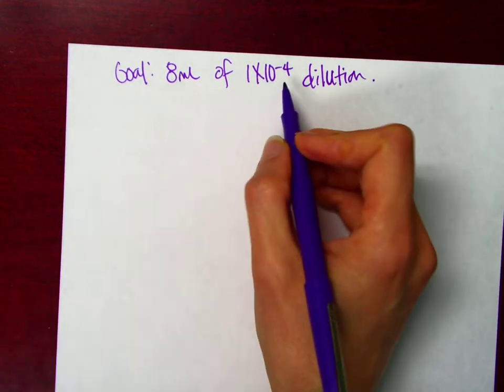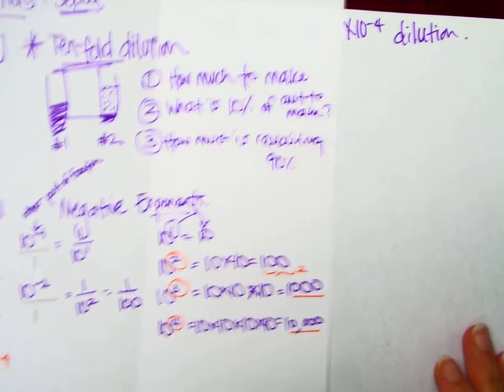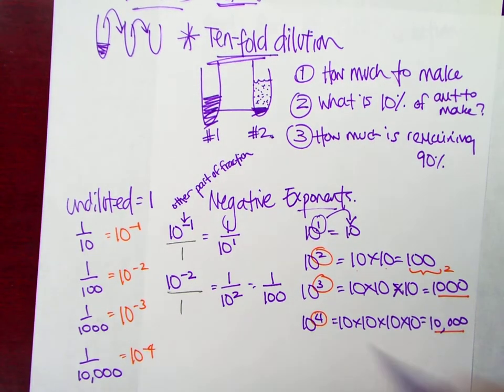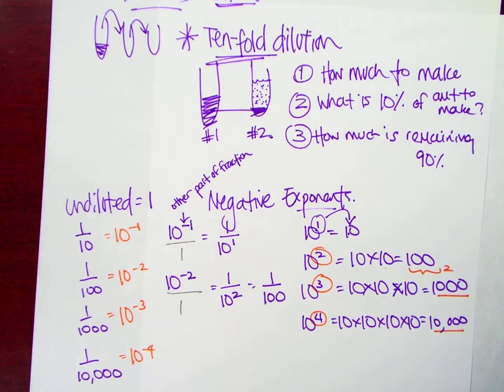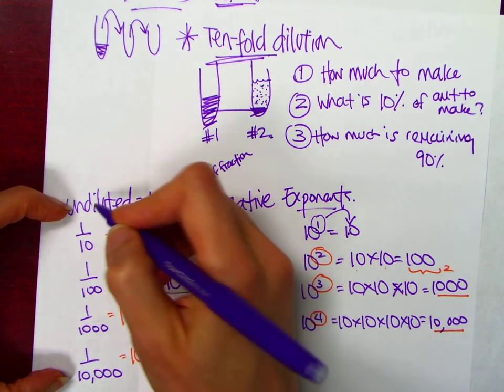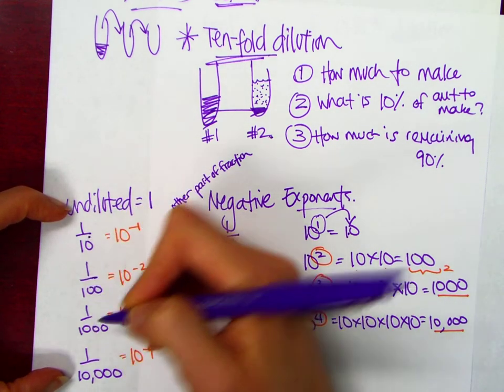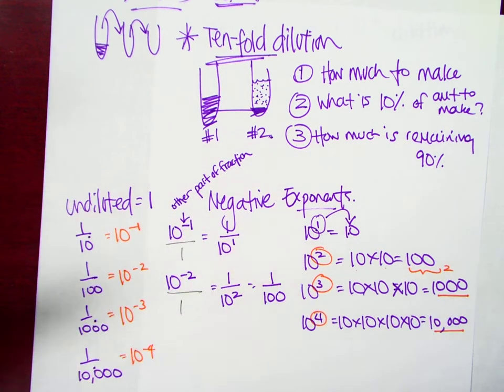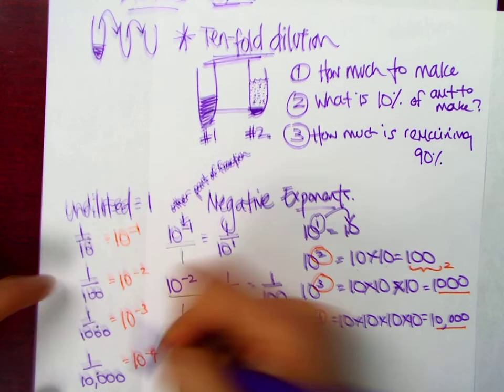in order to get to 1 times 10 to the minus 4, we can't jump straight there. We have to go, because remember, each time we do a dilution, it's only 1/10th. So we can't go straight from here all the way down here. That is not a real thing. We have to go 1/10th, 1/10th, 1/10th, 1/10th. So if I ask you to make the minus 4 dilution, I am actually asking you to make a bunch of dilutions. You can't just skip straight to here.